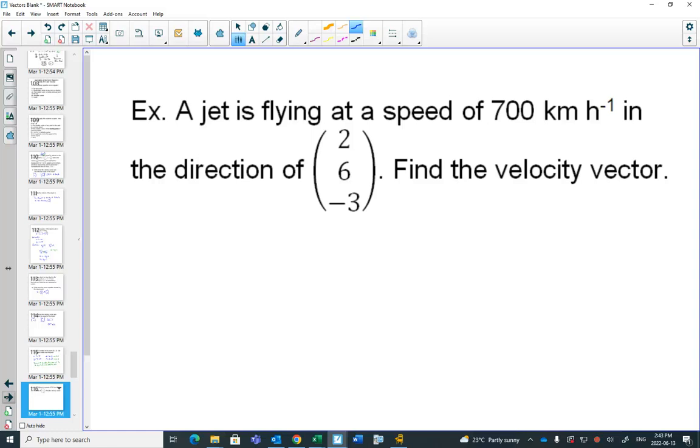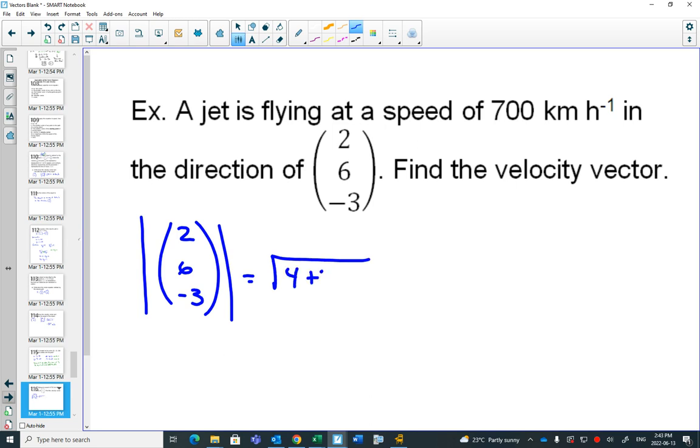So the jet is flying at a speed of 700 kilometers per hour in this direction. But in this direction, if I find the length of 2, 6, and -3, it would be 4 plus 36 plus 9, which is not equal to 700. So we need to have this same direction, but we need it so that a squared plus b squared plus c squared, when we add them up and square root it, is equal to 700. Okay?